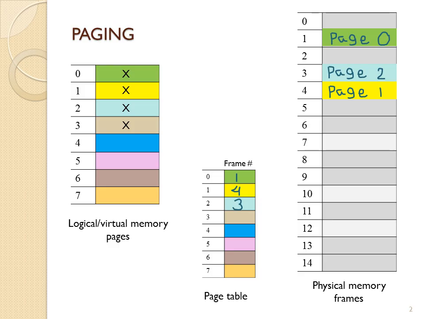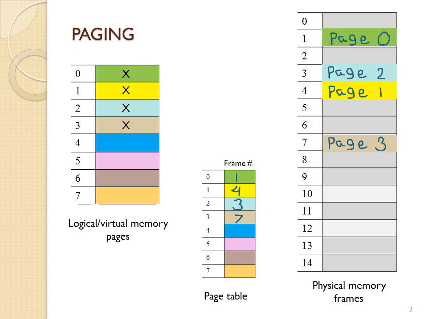And now I need page 3. So I find, is page 3 in a frame? No, it's not. I have a page fault. I find a free frame. I put page 3 into that frame, and then I put an entry into the page table that page 3 is in frame 7. So that's an example of how paging works.